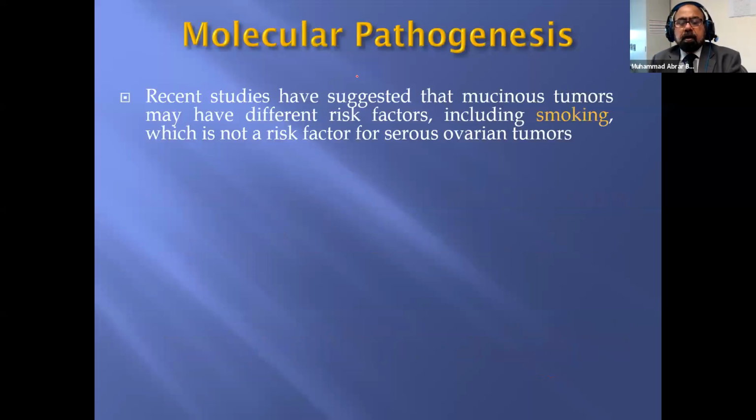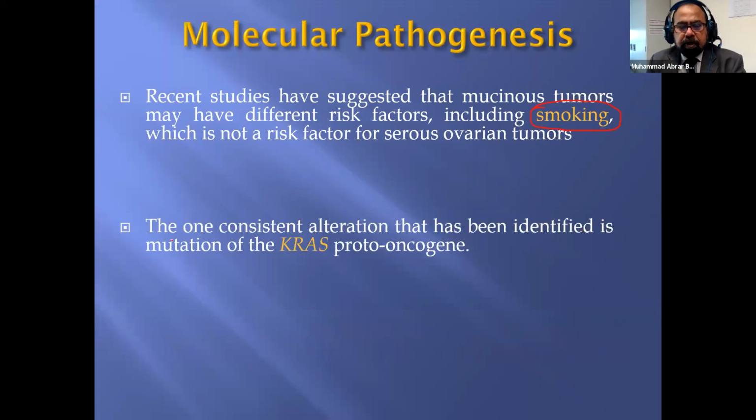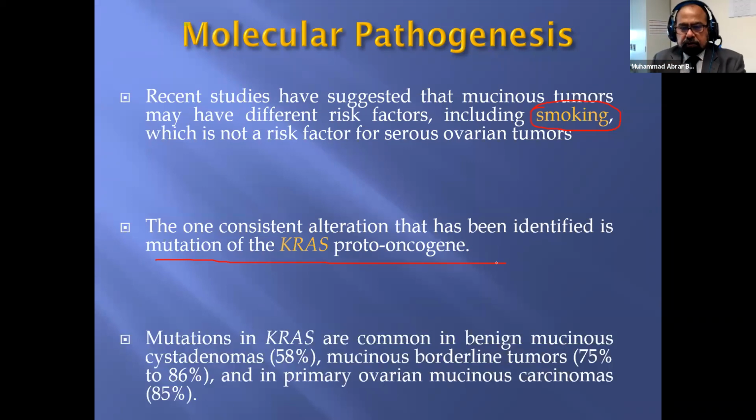Now, molecular, just think of the serous one where the risk factors are nulliparity or familial history. Here, the risk factor is smoking. In mucinous adenocarcinoma, the risk factor is smoking. So it is not like in the serous tumor. The other one is a consistent alteration that has been identified, a mutation of the KRAS proto-oncogene. So KRAS proto-oncogene, smoking. So these actually cause the risk factor of this mucinous tumor.